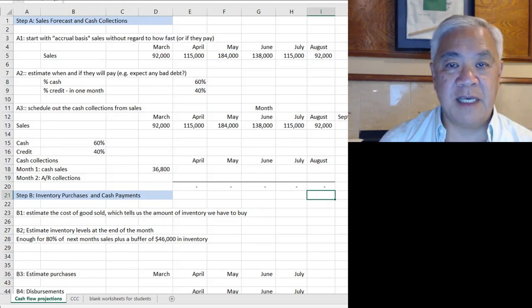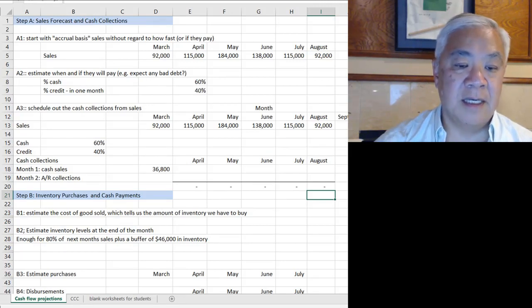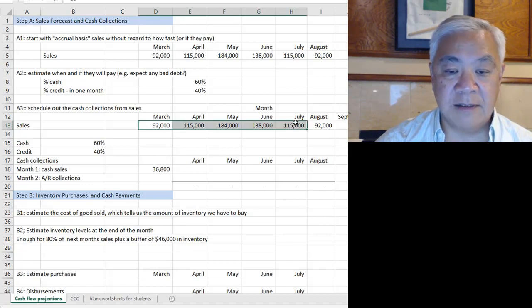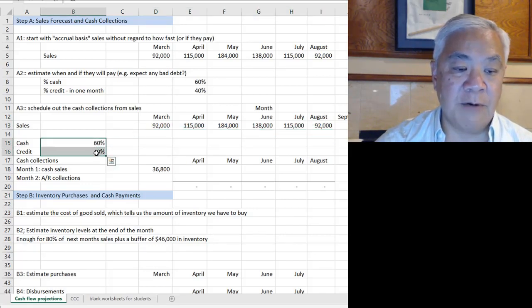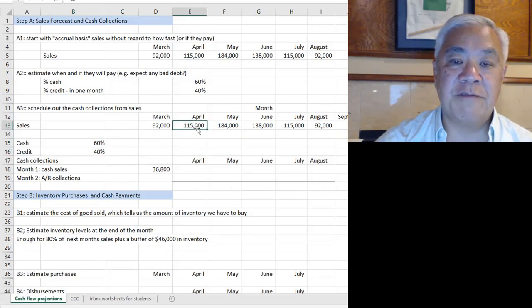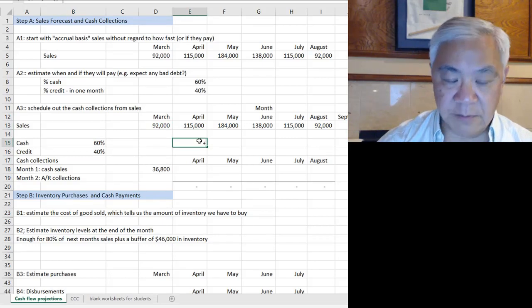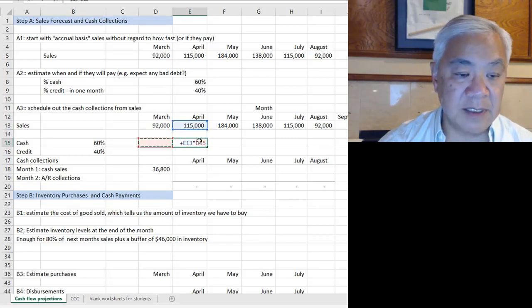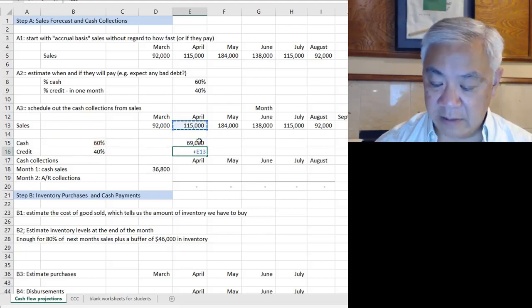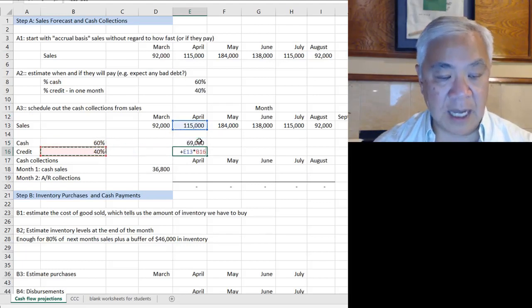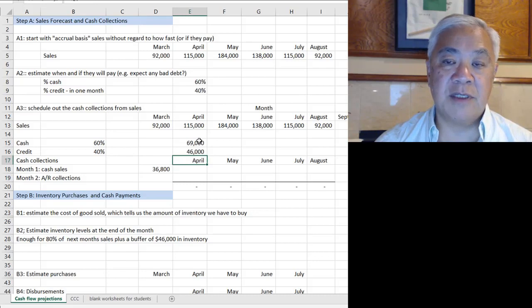60% in the month of sale, 40% in the following month. So let's use that now to create a schedule of cash collections. This is the accrual basis sales for March through August. We know the 60/40, so now we can say out of this 115, how much is cash and how much is credit. So first, we'll take 115 times 60%. Let's lock that with an F4. We take the same amount times 40%, lock that with F4. That's how much you sell on credit.